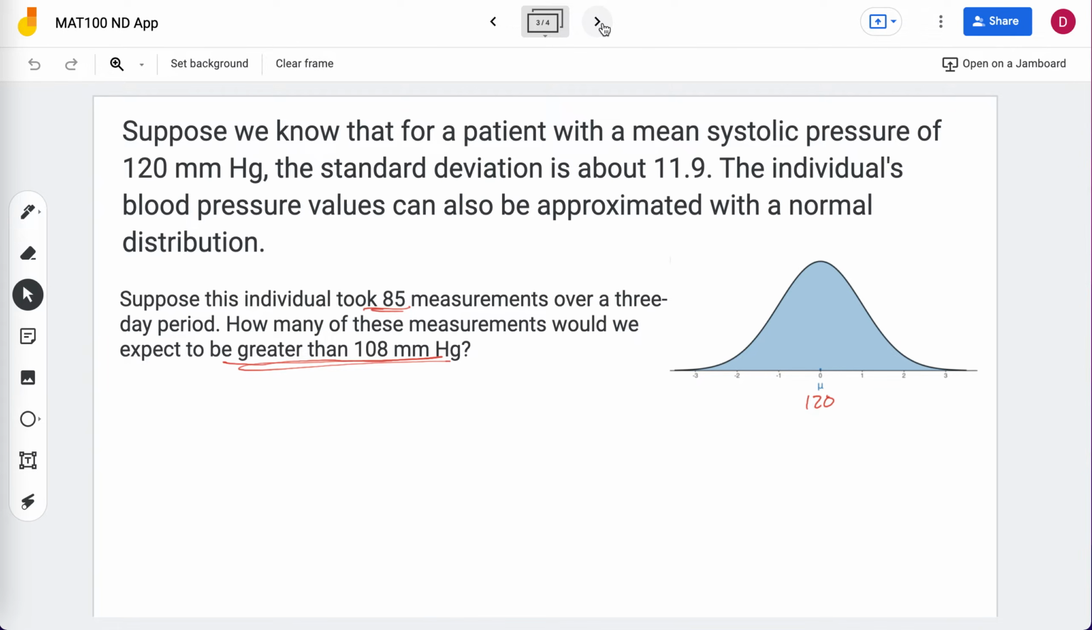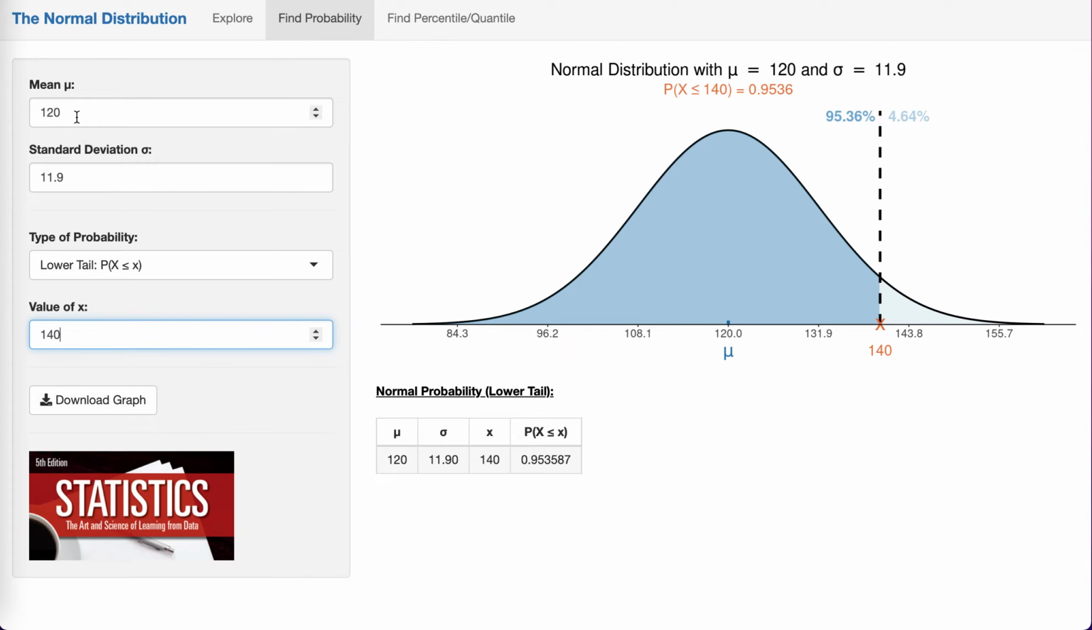So 108 is very close to this value. 108 is about here. And I want to know the percent that's greater than. So I'm looking for this area here. That means I'm looking for an upper tail because I'm looking above the value. And so I'm just going to go back to the app and plug these in. So I have the mean, the standard deviation. I'm looking for an upper tail.